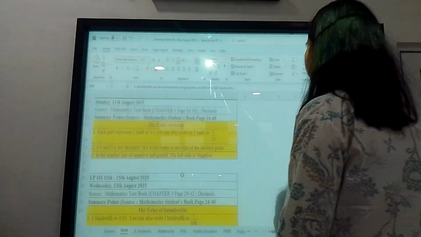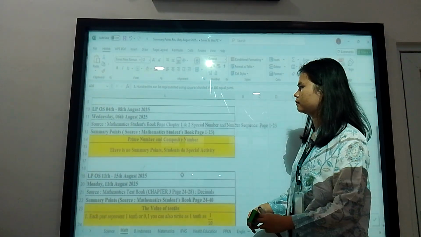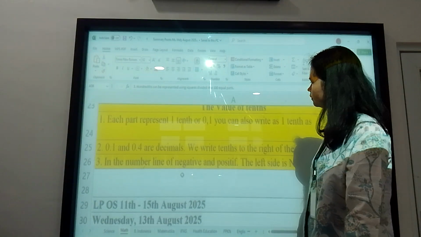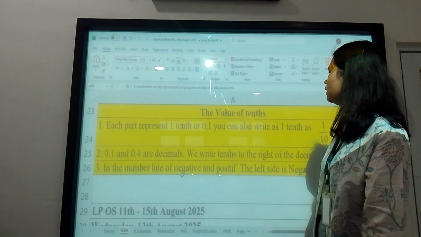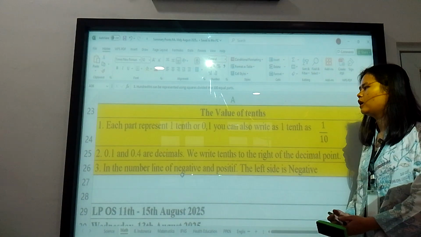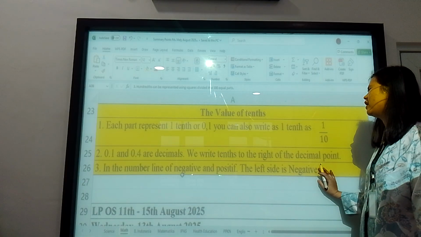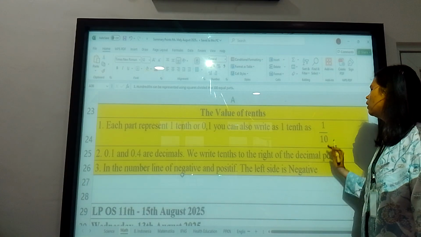Okay. Now we move to math. So this is the summary point of math. Could you explain what you got here, Miss? Okay, each part represents 1/10 or 0.1. You can also write it as 1/10.